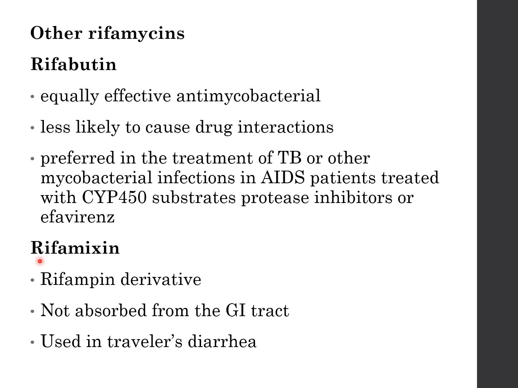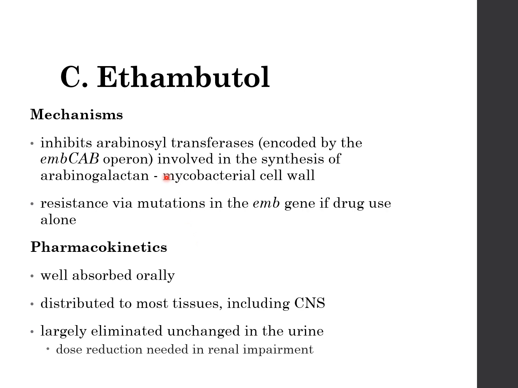Then we have your rifamycin, which is also a rifampin derivative. It's absorbed from the GI tract. It is used for traveler's diarrhea. Then we have your ethambutol. Ethambutol inhibits arabinosyl transferase involved in the synthesis of your arabinogalactan, which is a component of the mycobacterial cell wall.